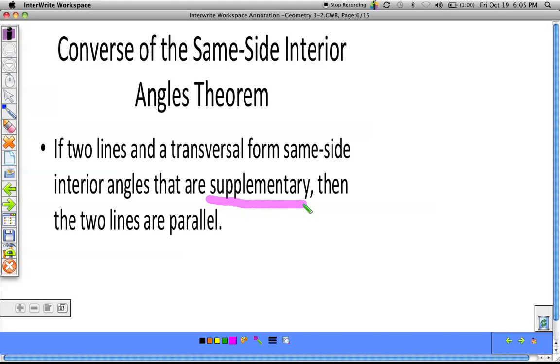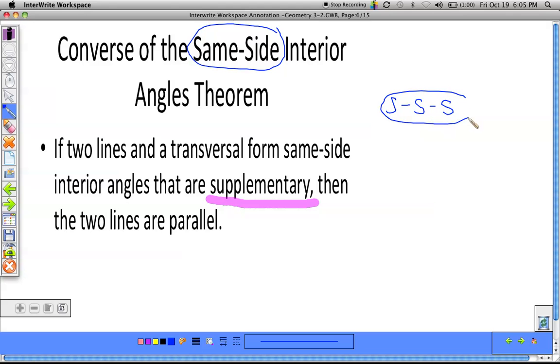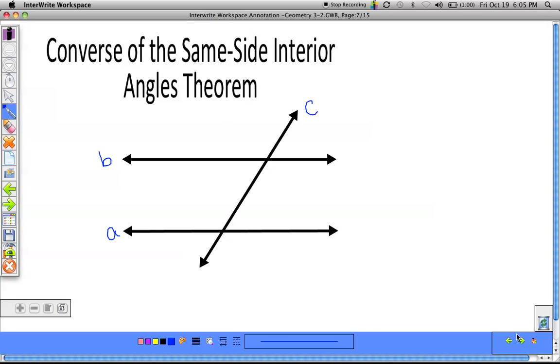So the key here is that we're looking for supplementary, not congruent anymore. Remember that when we're looking at same side interior angles or same side exterior angles, they're going to be supplementary. They're not going to be equal to each other. And one of my students remembers this by saying same side supplementary. They all start with S, so they go together. So hopefully that'll help. But let's take a look at an example of this one.